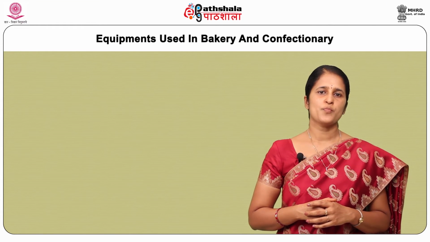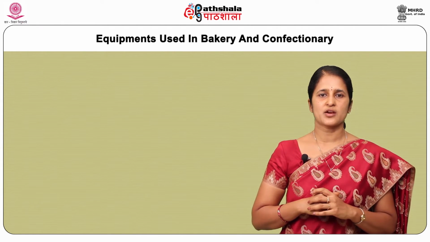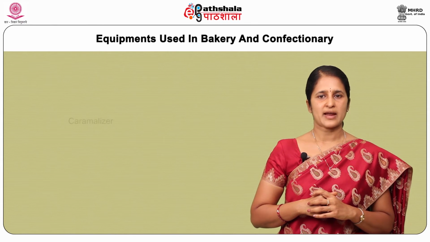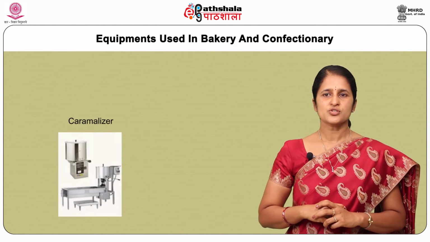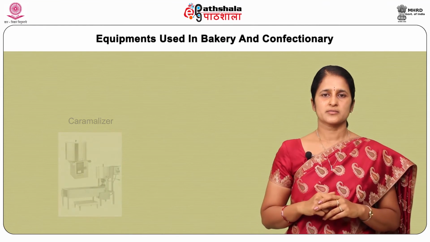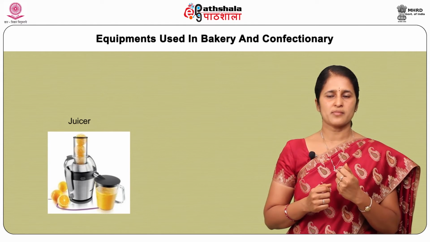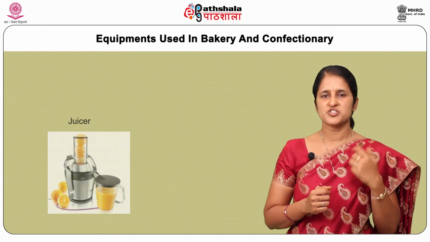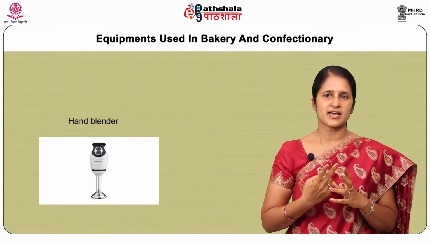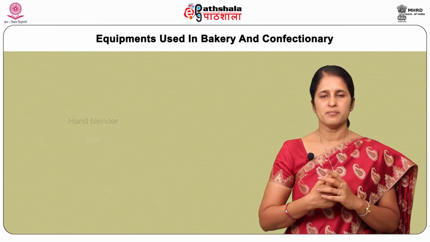Apart from the large equipments, there are many small unique equipments that are used in bakery. The first one is the caramelizer. They are used to gratinate the crust, that is the top layer of the dessert. Juicers. They are used to squeeze the juice from different fruits and even from vegetables. Hand blender. It has 2 small whisks attached to it. They are used to whisk small quantities of egg and cream.